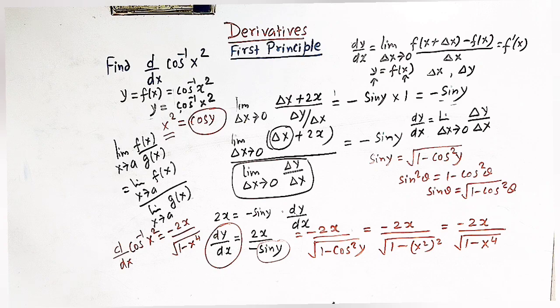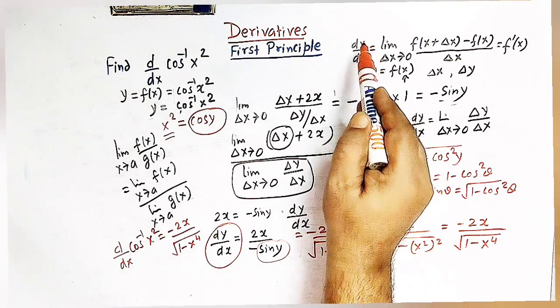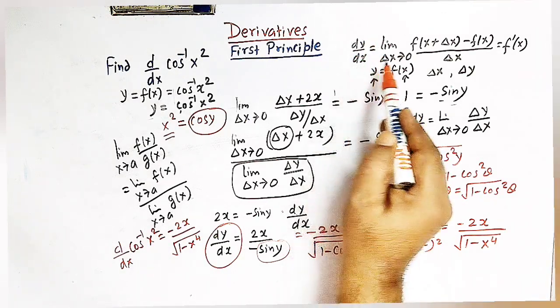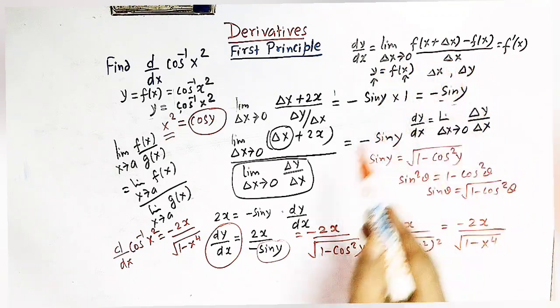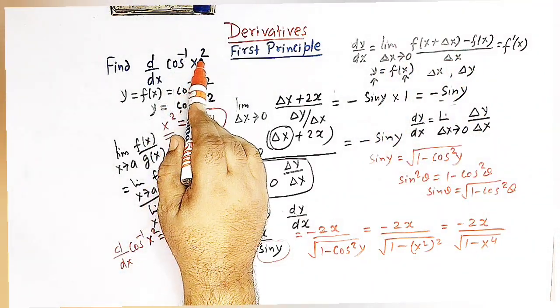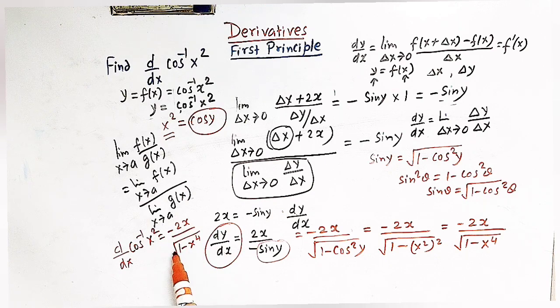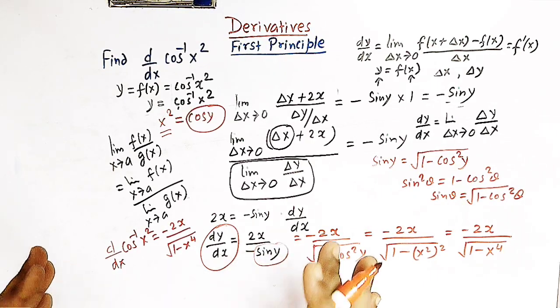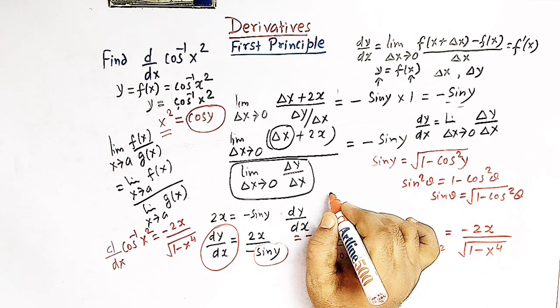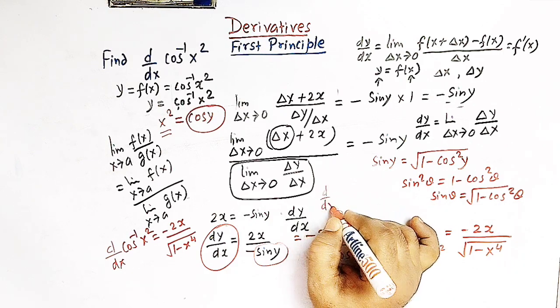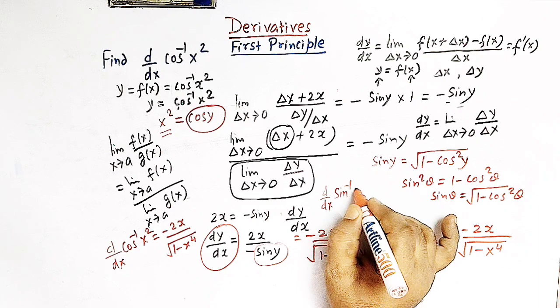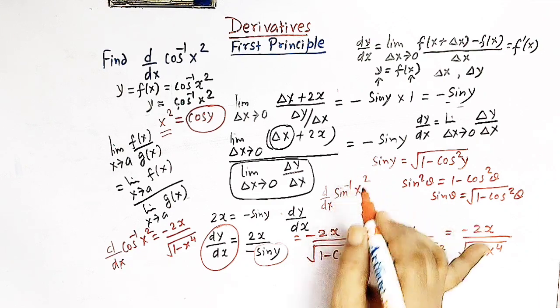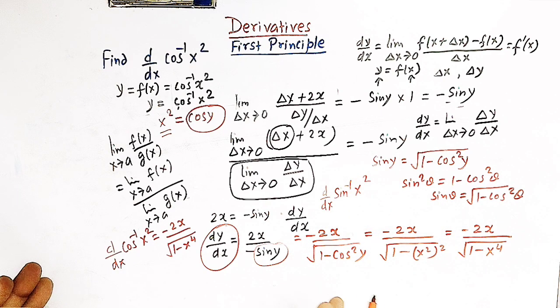So first principle means the definition of derivative of a function. So dy by dx is given by this limit, right? And the derivative of cos inverse x square is minus 2x divided by square root of 1 minus x raised to 4. So following the same steps with minor changes, we can easily find out the derivative of sine inverse x square. And this problem is left as an exercise for all our learned viewers.